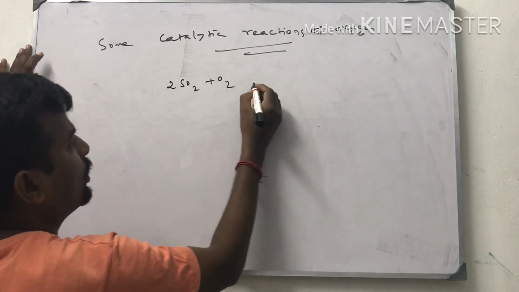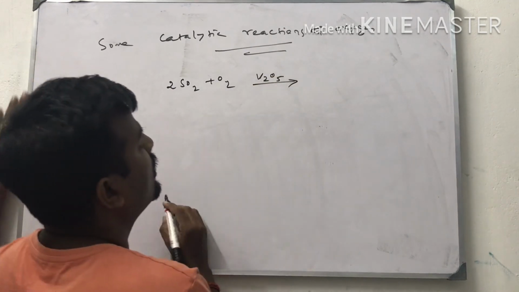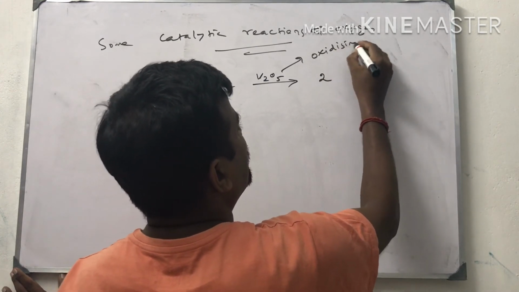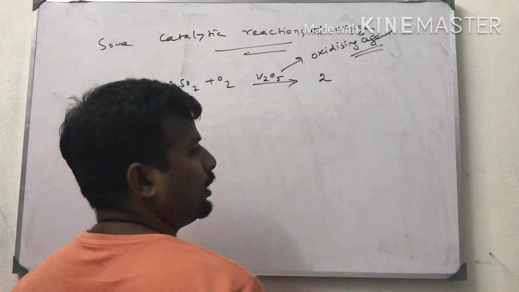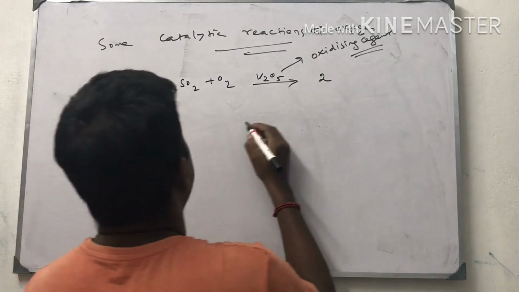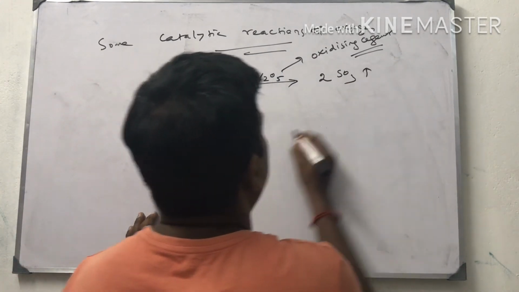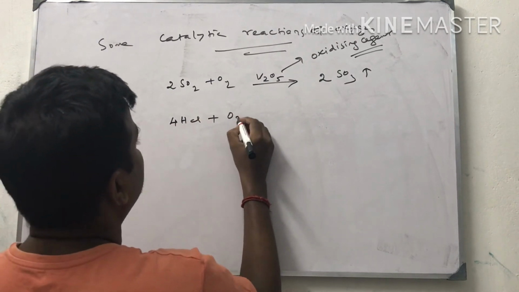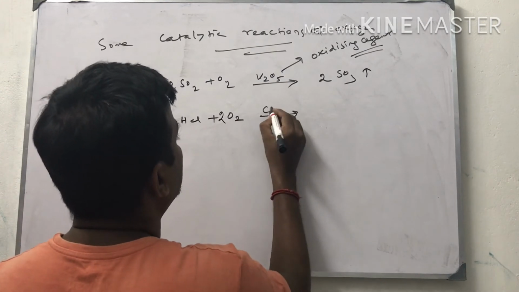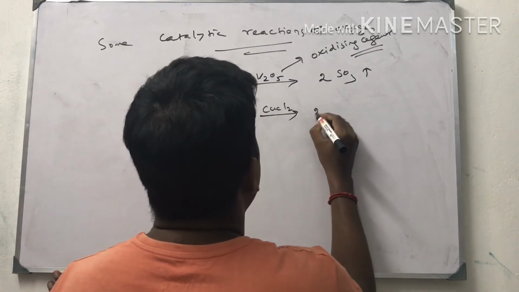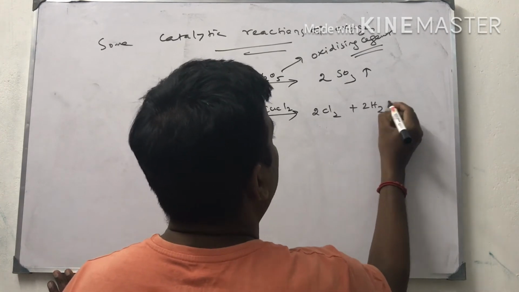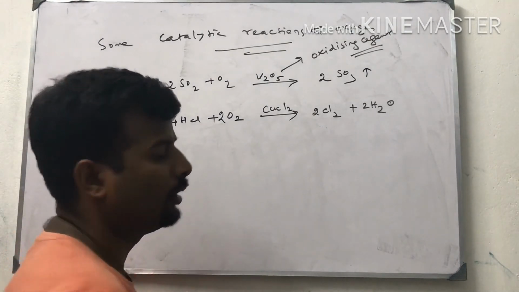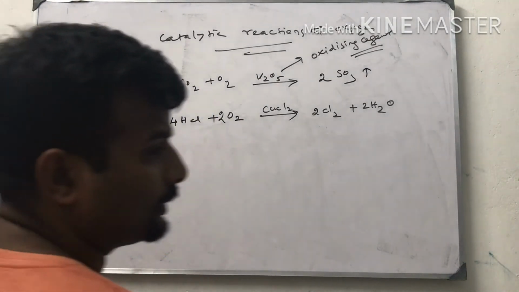2SO2 plus O2 in presence of vanadium pentoxide. It's a good oxidizing agent. An oxidizing agent is the one which induces the oxidation reaction. It gives 2SO3 gas. Next one is 4HCl plus O2 in presence of CuCl2 gives 2Cl2 plus 2H2O. So these are all important reactions given in the textbook. Now I am going to write some more reactions.